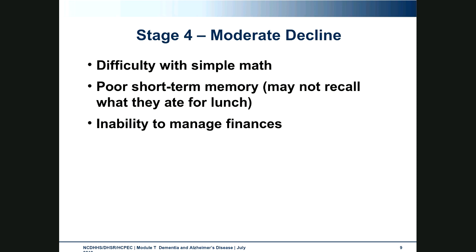And this is where they start having trouble managing their own finances. Either they're not paying their bills, or they're double paying their bills. Maybe they're not paying some of their bills and not others. Maybe they don't remember they have this bill. So this is where family members really start to notice, because a bill hasn't gotten paid for 3 months.